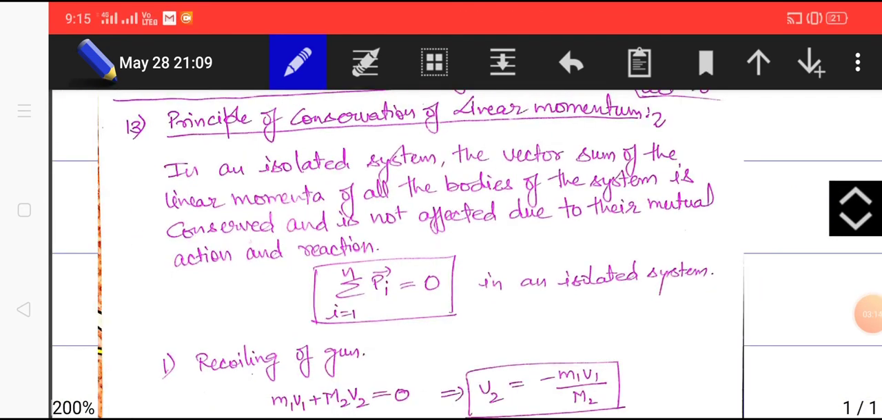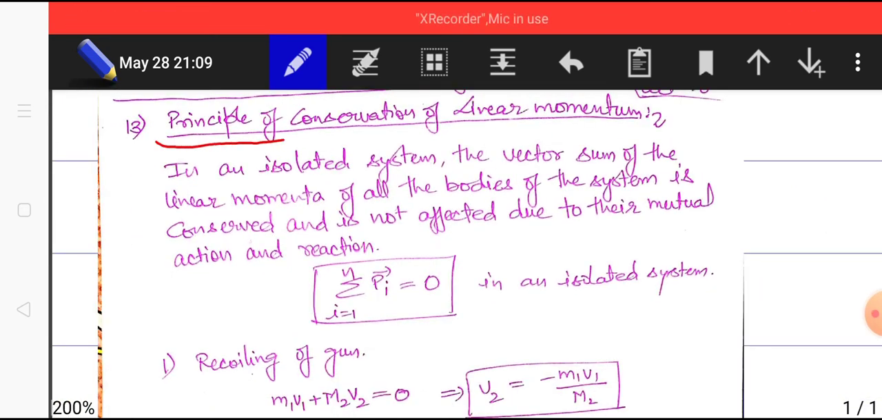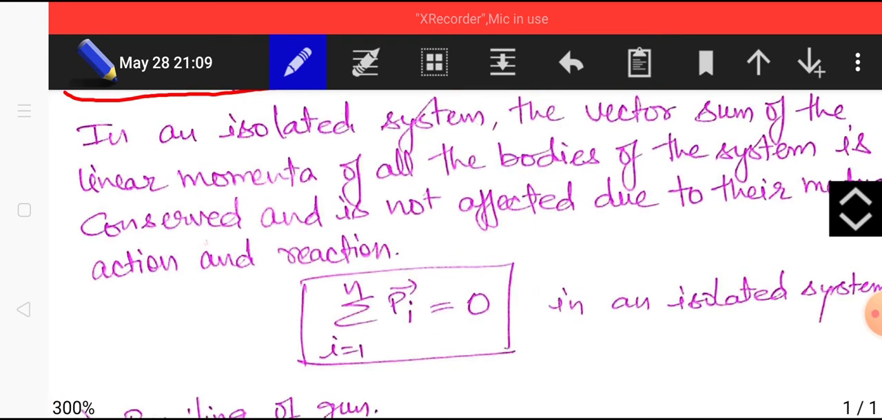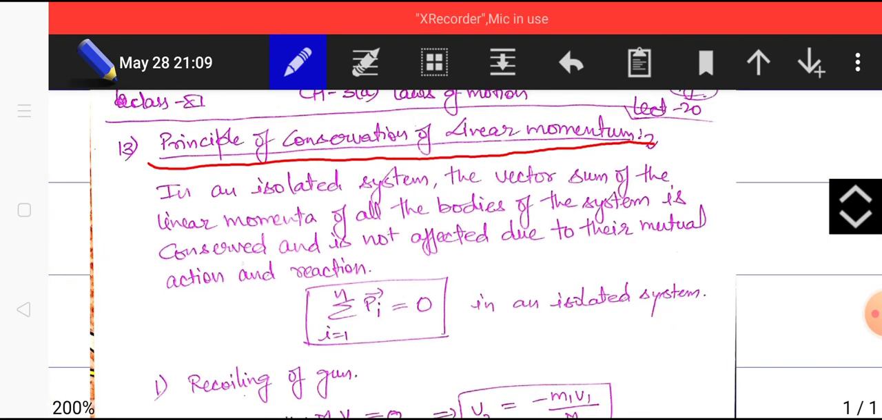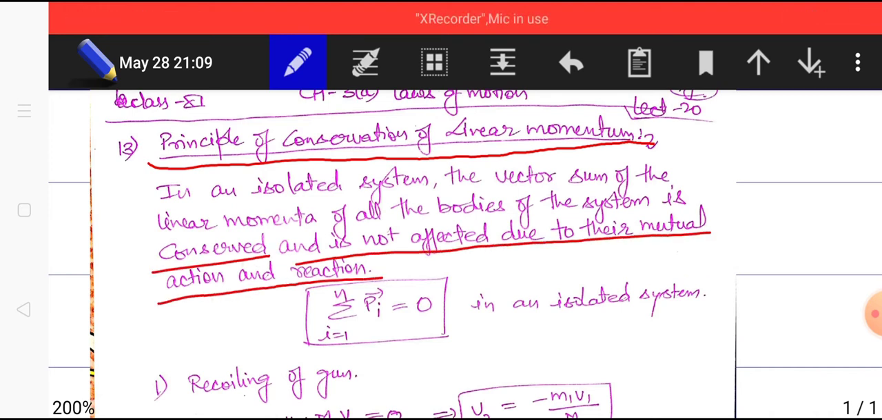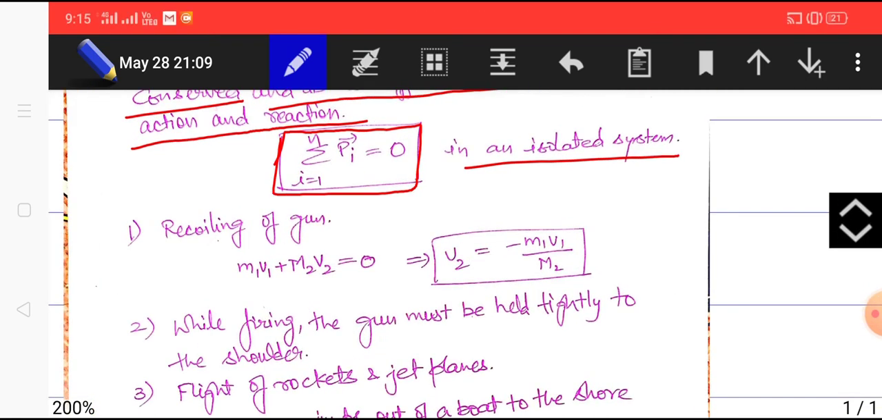Next is principle of conservation of linear momentum. This is not new. You must have studied in class 9th that recoiling of gun is due to momentum conservation, and when you step from the boat on the shore, the boat goes back due to conservation of linear momentum. According to the statement, in an isolated system, the vector sum of linear momenta of all the bodies of system is conserved and is not affected due to their mutual action and reaction. So summation of all the momentums in an isolated system is always 0.